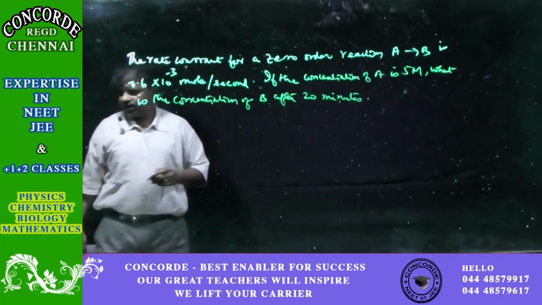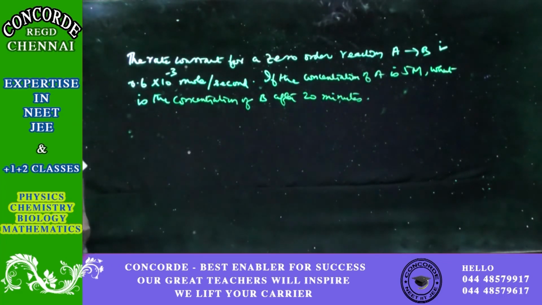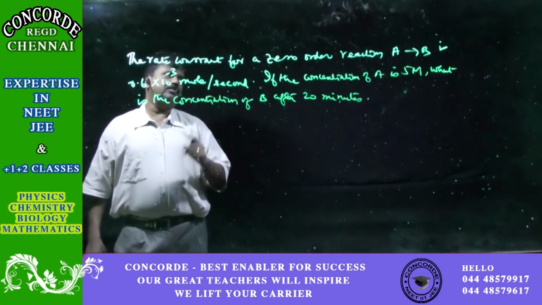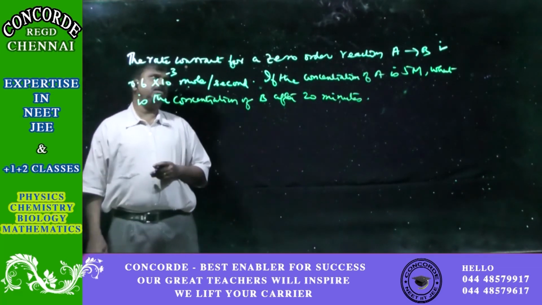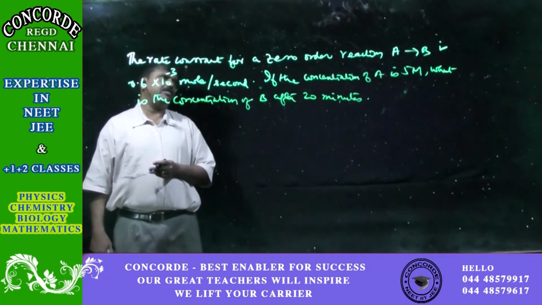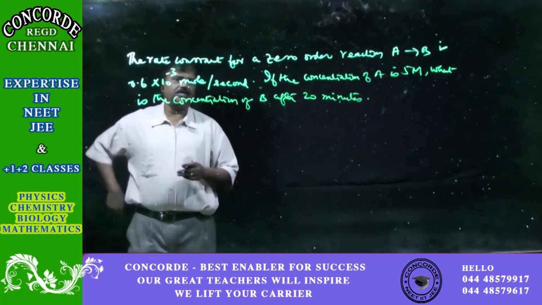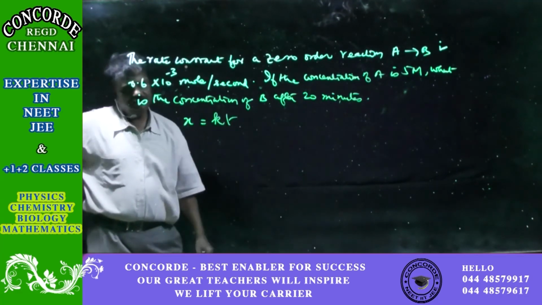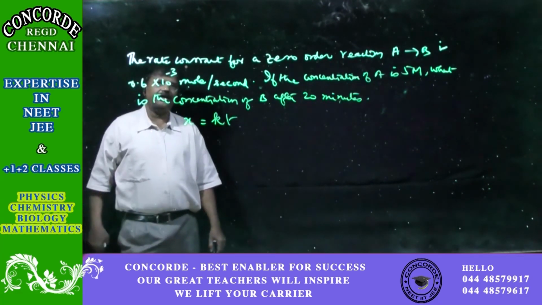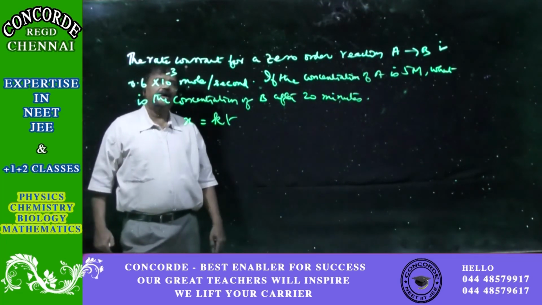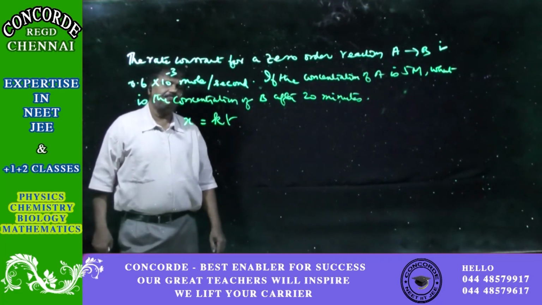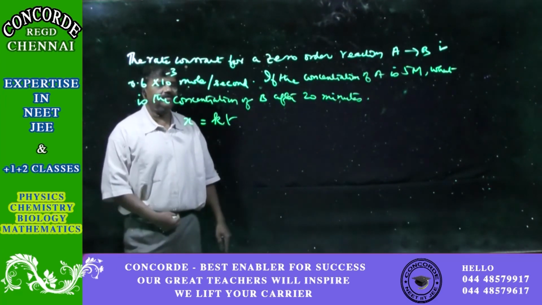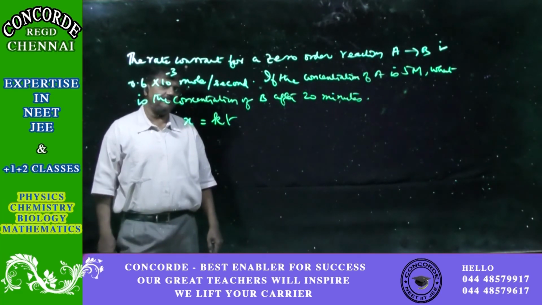Okay. So here itself, the unit for rate constant is mole per second. Since it is moles per second, naturally it becomes a zero order reaction. So for this, the concentration can be found out using the formula x is equal to k into t. So it is dependent only on the rate constant and the time. It doesn't depend on the initial concentration.